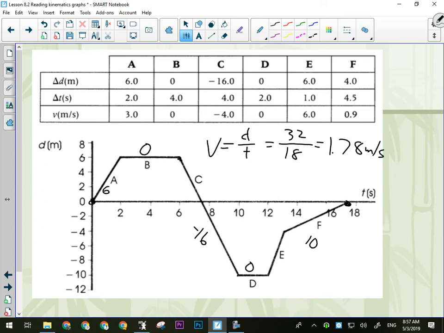These are exactly the kinds of questions that I would ask you on a quiz or a test. Here's a graph, do the following things with this graph. What's the velocity of the object during part C?